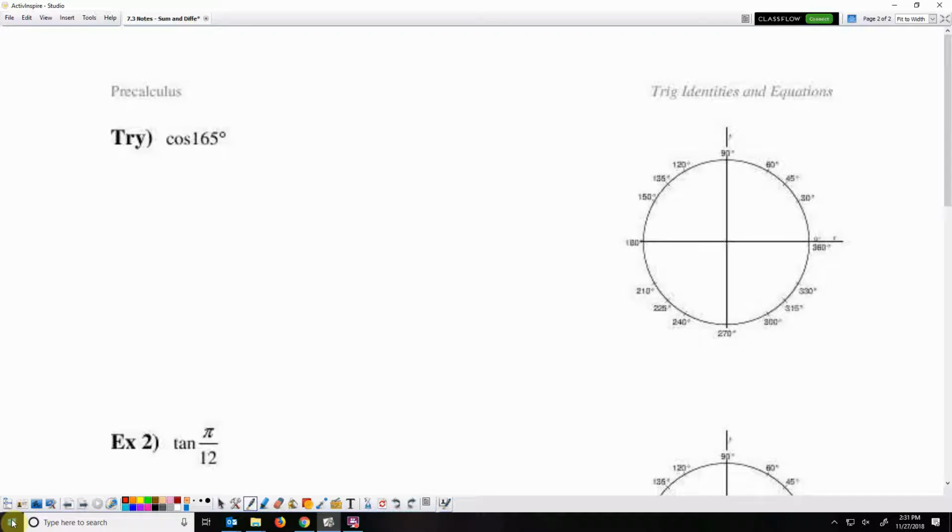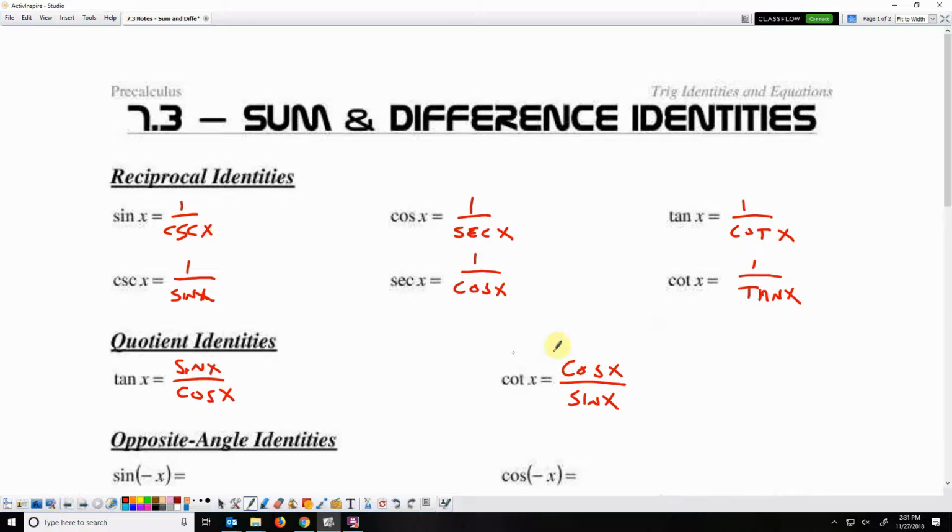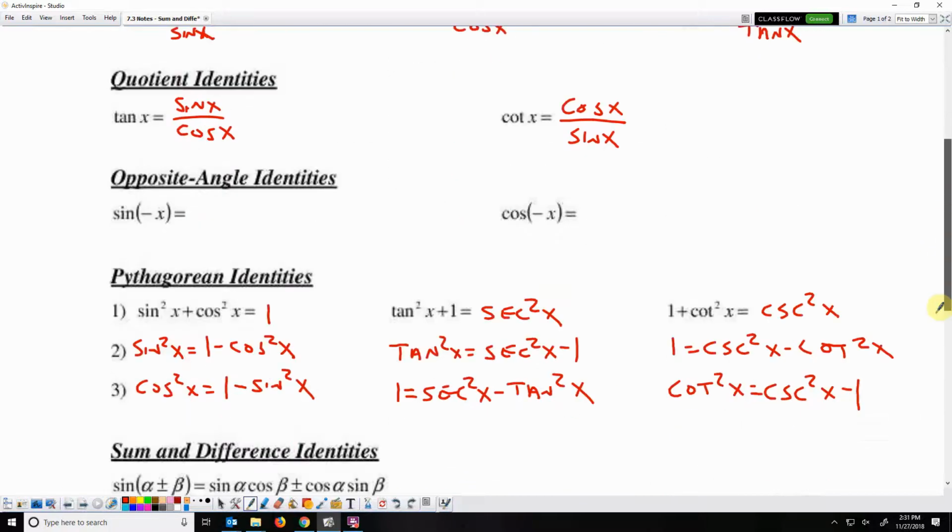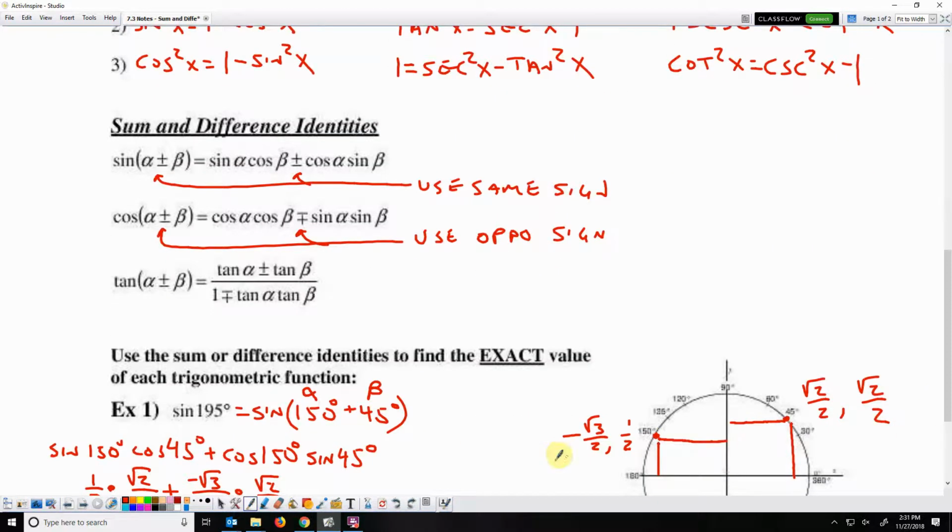Cosine at 165. 165 is not on this unit circle, but we could use maybe 135 and 30. And this time we are going to use the cosine sum and difference identity, which is cosine alpha cosine beta, minus or plus, meaning opposite sign, sine alpha sine beta.